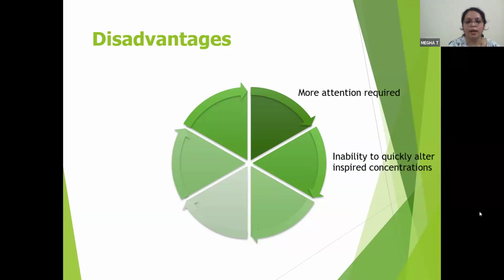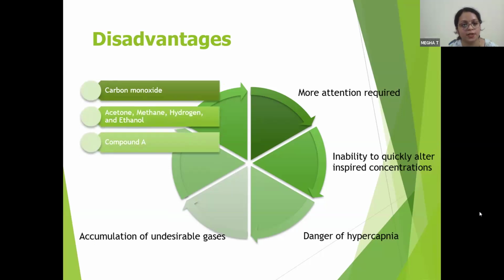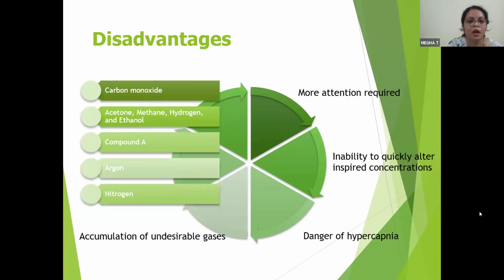Other things are the inability to quickly alter, because of the time constant; it may not be possible to alter quickly with low flows. Dangers of hypercapnia, because the gases are flowing through the soda lime. If the soda lime gets exhausted early, you should keep a watch on that. They can lead to hypercapnia, and accumulation of undesired gases. A few trace gases can accumulate: carbon monoxide, acetone, compound A, argon, and nitrogen.